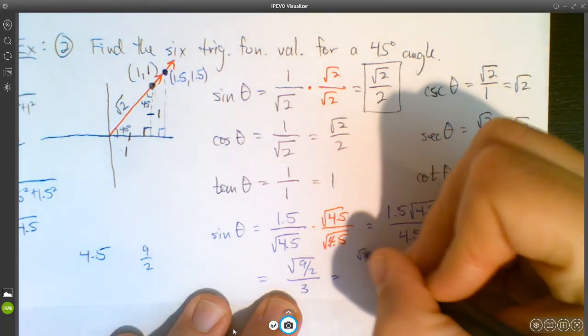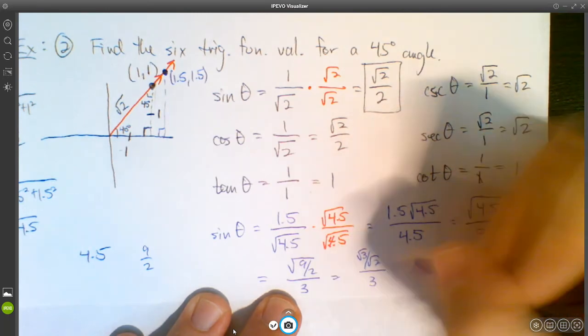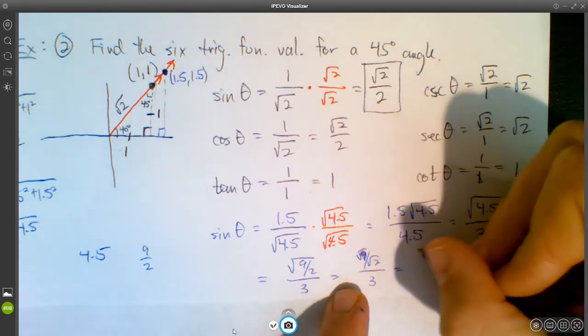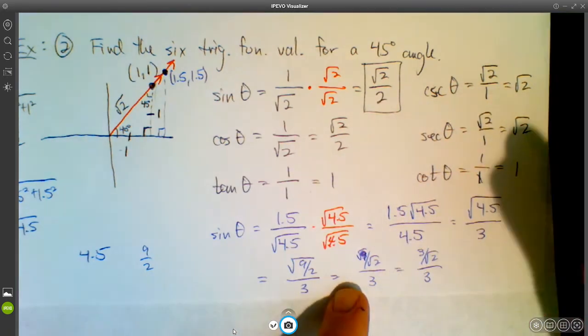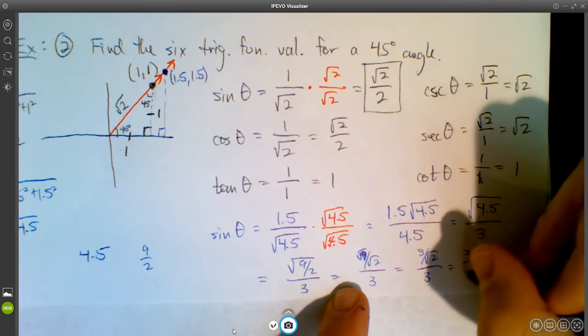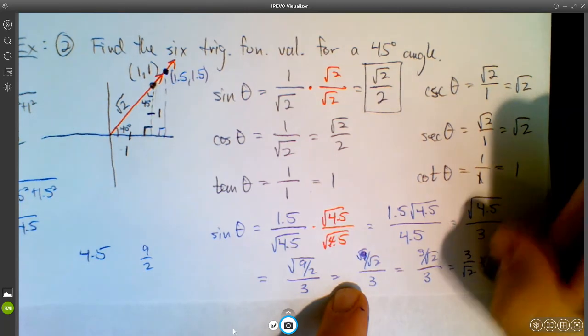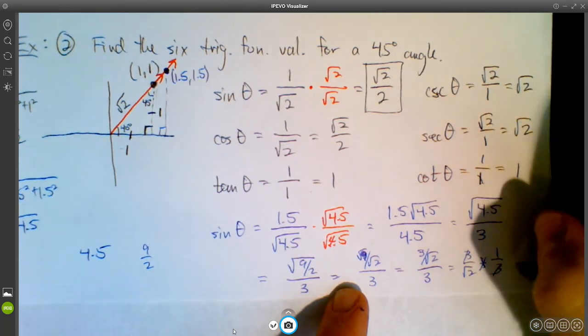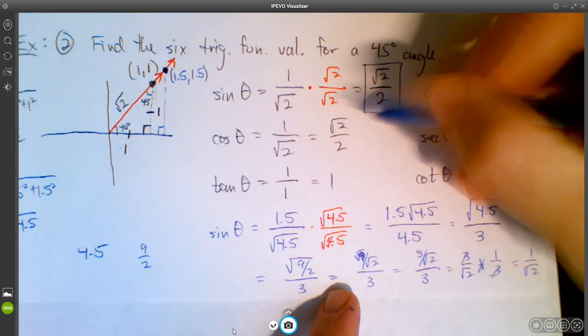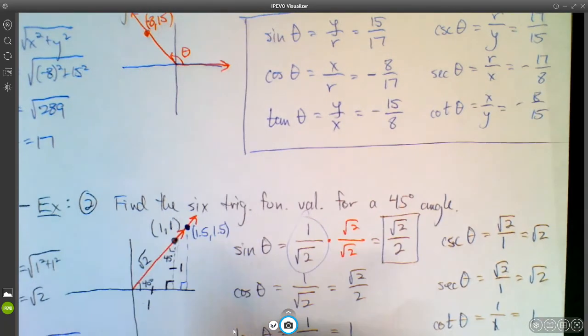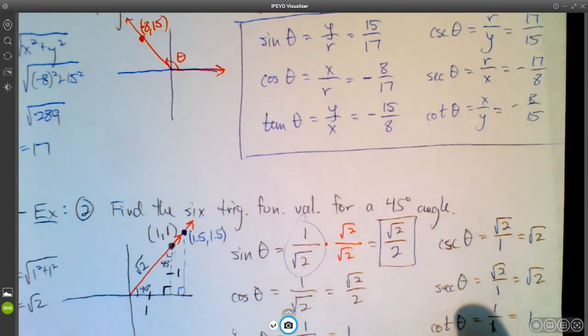So this is root 9 over root 2 over 3. Root 9 is just 3, right? So this is 3 over root 2 over 3. Or in other words, 3 over root 2 divided by 3, which is the same thing as multiplying by 1/3. The 3's cancel. There you go. You get 1 over root 2, just like we had up here. Anyway, I'm kind of going off onto a little tangent there, but the point is, you could use any point on this line, and you should still get the same value for your 6 trig functions.